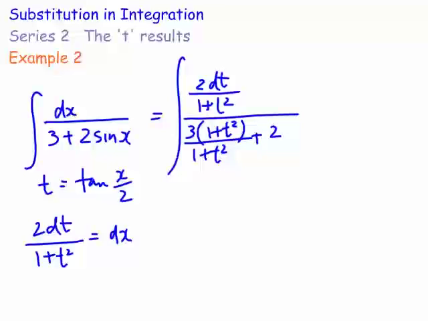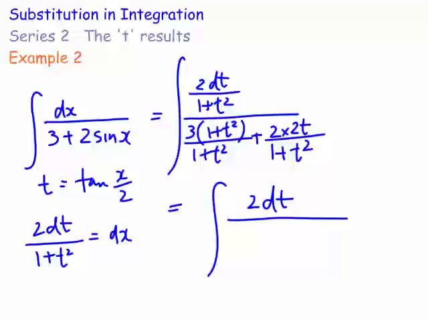Now the sine, remember, was actually just 2t, so it's times 2t on 1 plus t squared. You can see there's a t squared in the denominators of each of these fractions. We can cancel those, so we can simplify this to 2 dt over, now on the bottom, 3 plus 3t squared plus 4t. We now have what's called a quadratic denominator, and we're going to proceed with completing the square.